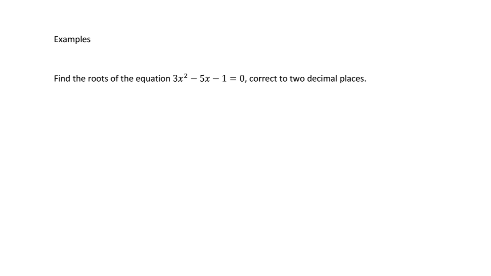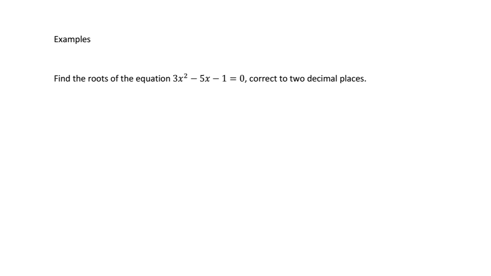So let's have a look at an example then. We've got find the roots of the equation 3x squared subtract 5x subtract 1 equals 0, correct to 2 decimal places. Now that last part of that question, that phrase, correct to 2 decimal places, is a big clue for you to let you know what you have to do. If you see correct to 2 decimal places, then that's an indicator that you cannot factorise. So if you see that, then it should set off a wee trigger in your brain that you're going to be using the quadratic formula.